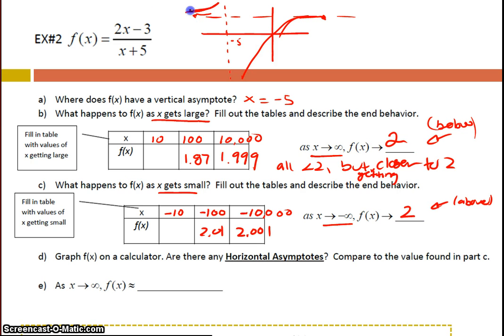Okay, so we know the behavior as it approaches the asymptote. It's going to be somewhere here, and then somewhere here, from below and from above. So what we're going to do now is go back to the calculator, graph it, and see that this is in fact a horizontal asymptote. Okay, so I'm going to go back to the calculator.